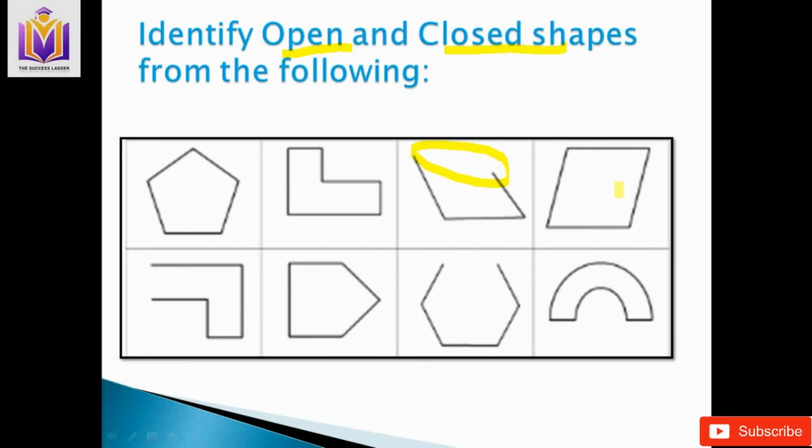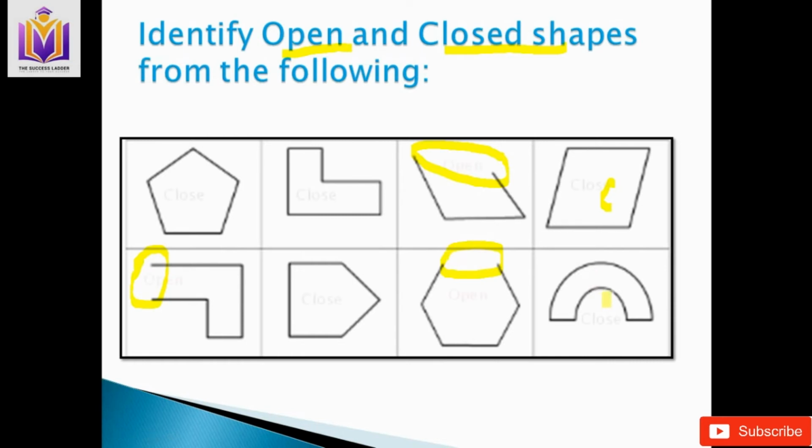The fourth one is also closed. The fifth one, here the start point and end point are both different. So this is also an open shape. This is open from this side. The next one is closed because it is fully intact. This figure is fully intact. The start and end point are the same. The next one is open because here also there is a gap between the start point and the end point. And the last one is closed.